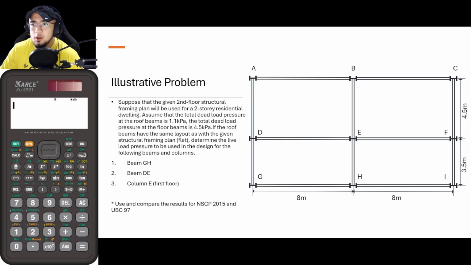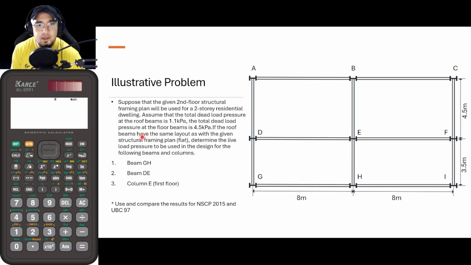So in today's video, we will be solving for the reduction of live loads as per NSCP 2015 provisions. Suppose that the given second floor structural framing plan, this plan, will be used for a two-story residential dwelling. We will be assuming that the total dead load pressure at the roof beams is 1.1 kilopascals and the total dead load pressure at the floor beams is 4.5 kilopascals.